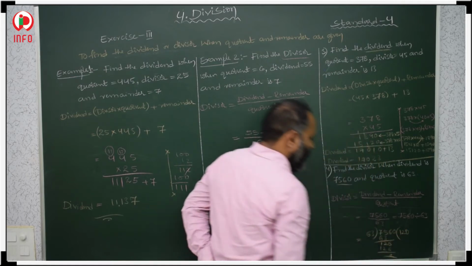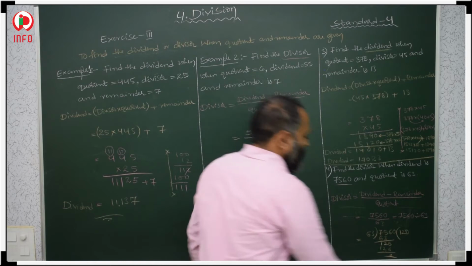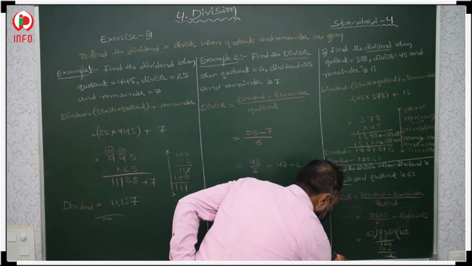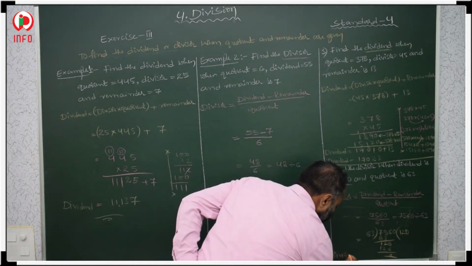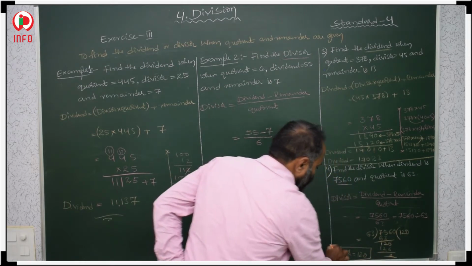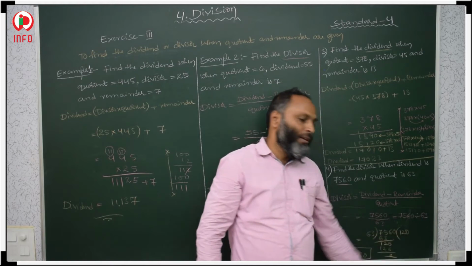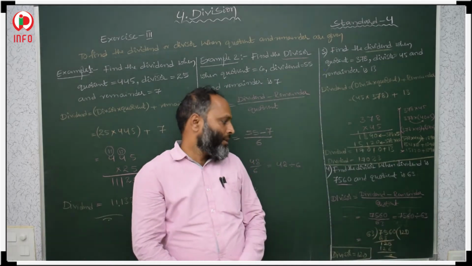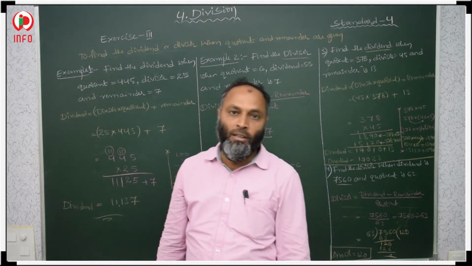120. What is the divisor? The divisor is this quotient. Divisor is equal to 120. Whatever answer we get, that is our divisor. So in this way we have to find the divisor and the dividend.